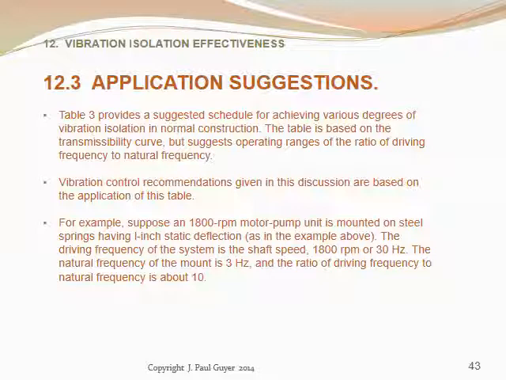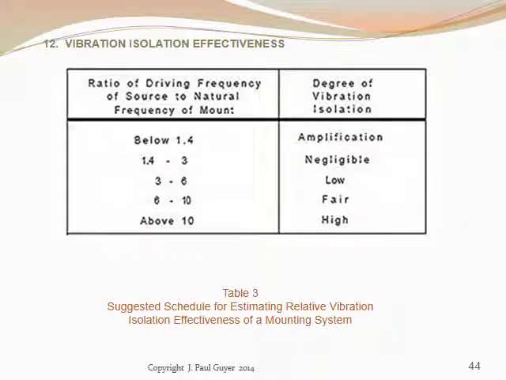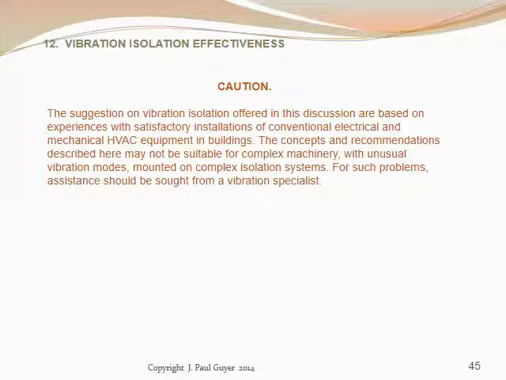An example: suppose an 1800 RPM motor pump unit is mounted on steel springs having 1-inch static deflection. The driving frequency of the system is the shaft speed, 1800 RPM or 30 hertz. The natural frequency of the mount is 3 hertz, and the ratio of the driving frequency to the natural frequency is about 10. Table 3 indicates a suggested schedule for estimating relative vibration isolation effectiveness of a mounting system. Table 3 shows that this would provide a fair to high degree of vibration isolation of the motor pump at 30 hertz.